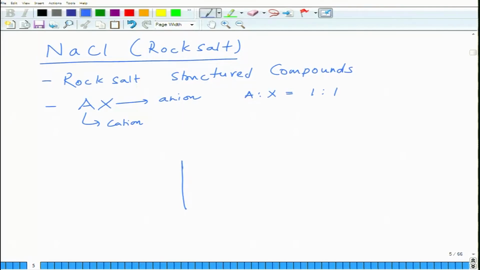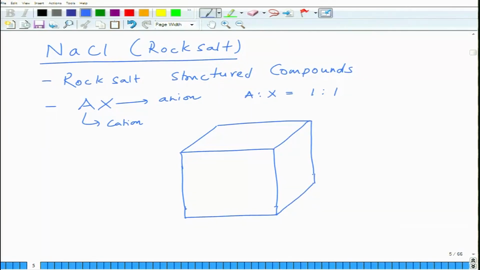So, basically what happens here is you have a face centered cubic packing of cations here. So, you have a structure like this. Okay. And this is your anion.